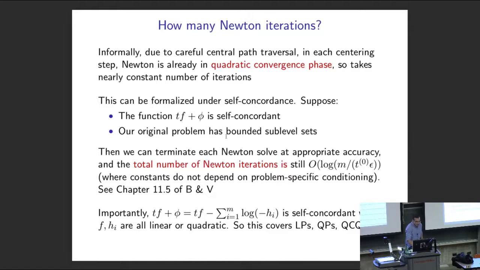Then we can terminate each Newton solve at the appropriate accuracy, so we don't have to assume we're doing perfect inner centering steps. And the total number of Newton iterations is going to be of the order log of m over t0 times epsilon, to get an epsilon-suboptimal solution. And the constants hiding here are universal. They don't depend at all on the function f or the constraint functions hi. They only depend on things like the backtracking parameters that you used in Newton, alpha and beta.